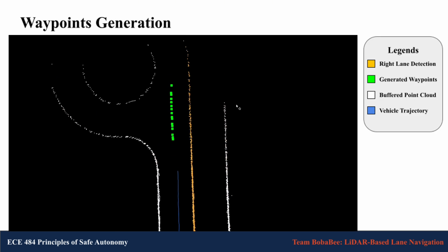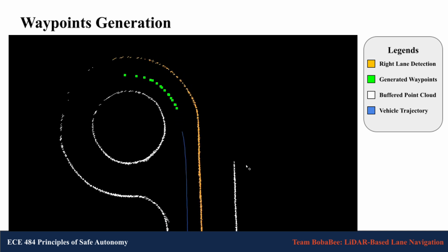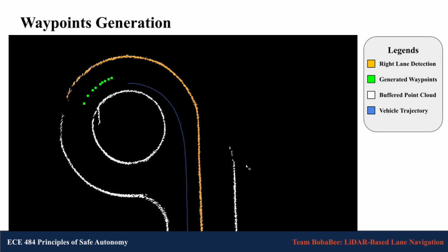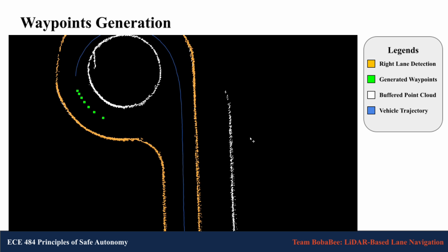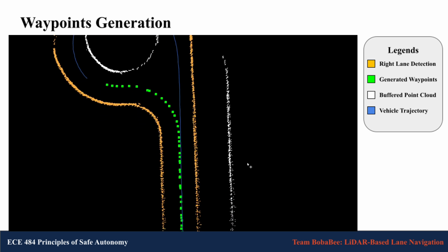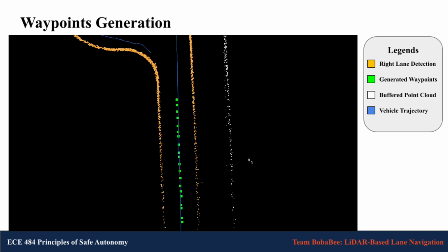As the buffer solves the problem of the blind zone, the vehicle can now locate the lanes nearby. Afterward, we pass the buffer into DBSCAN to cluster each point according to their lanes. Then, the right lane points are retrieved to generate the waypoints using the window search method. As you can see, waypoints are generated in front of the vehicle to achieve real-time immediate control.